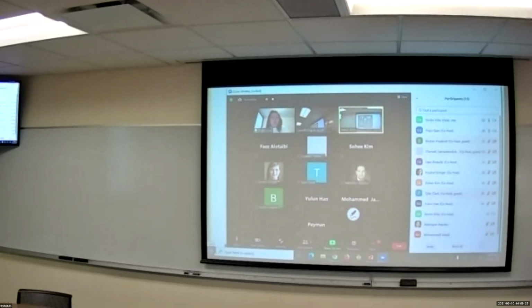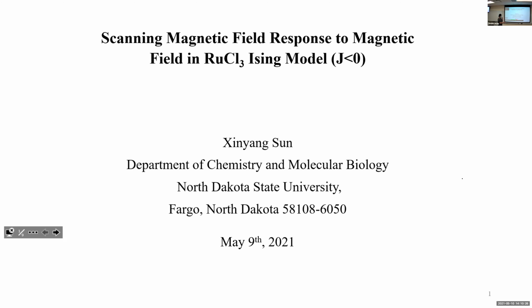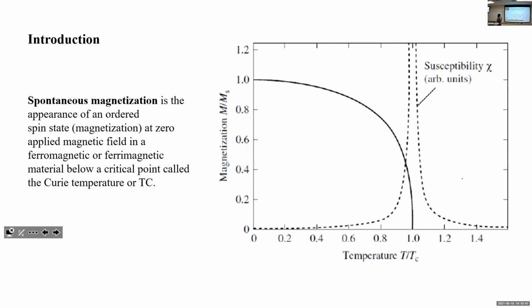The next presenter is Jin Yang Sun. Good afternoon, everyone. My name is Qin Yang Sun. It's my great honor to give this presentation. My topic is scanning the response to the magnetic field in the ruthenium chloride emission model, for G is the negative value.